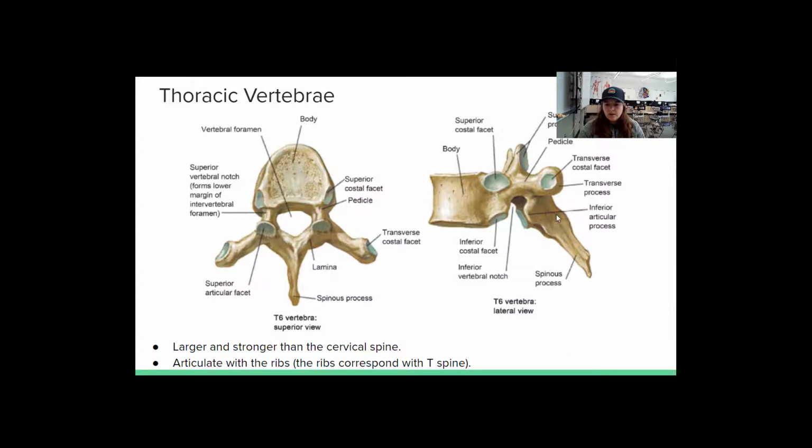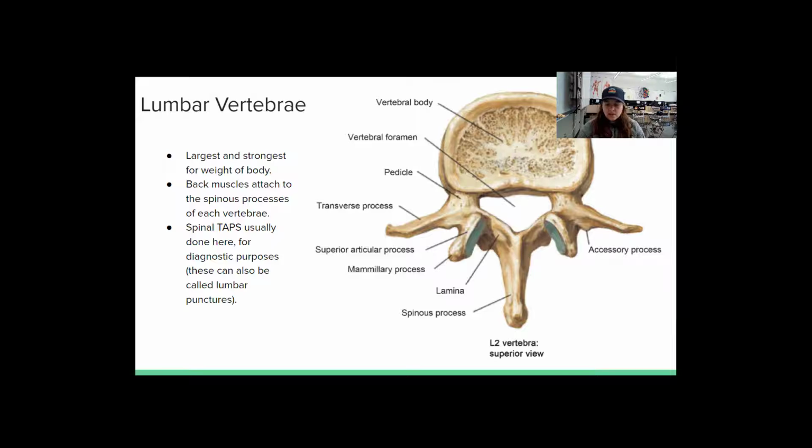You'll see that the spinous process is going to kind of arch down, which is different than the cervical spine. And these vertebrae articulate with the ribs. And then lastly, we have our lumbar vertebrae. These are the largest and the strongest for the weight of the body. And back muscles are going to attach to the spinous processes of these vertebrae. Spinal taps are usually done here for diagnostic purposes, and sometimes these are also called lumbar punctures.